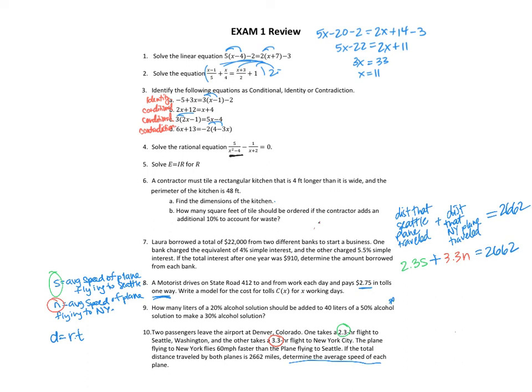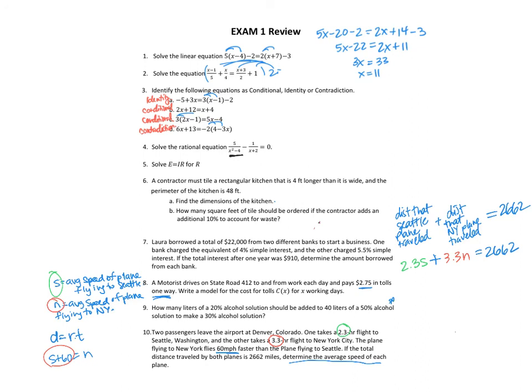All right, so there's one other piece of information I haven't used yet, and that was that the plane flying to New York flies 60 miles per hour faster than the plane flying to Seattle. So I can do this relationship here between N and S using that 60. If I take the speed of the Seattle plane and add 60 to it, that should be equal to the speed of the New York plane. So S plus 60 equals N. And so I can replace the N with this S plus 60.